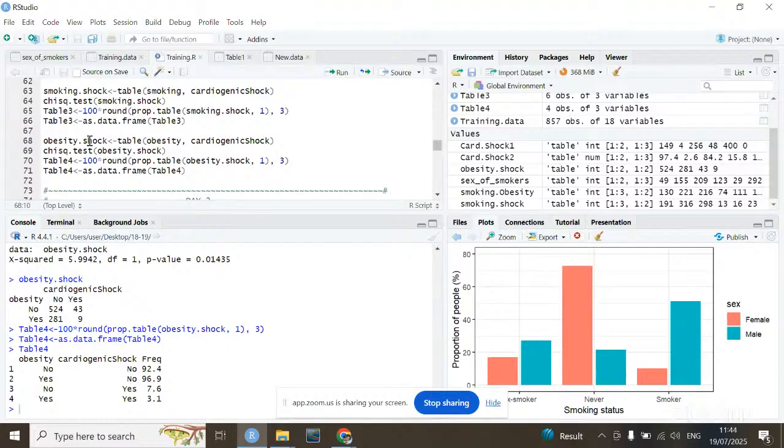Oh, now with chi-square, we are looking at the association. How are they related? Is there a relationship or no relationship?